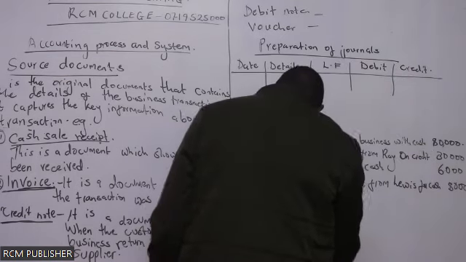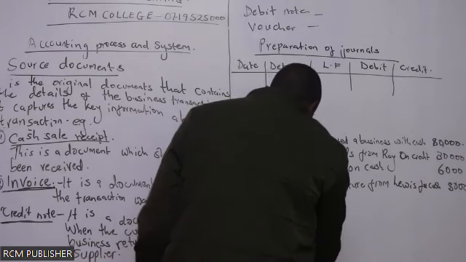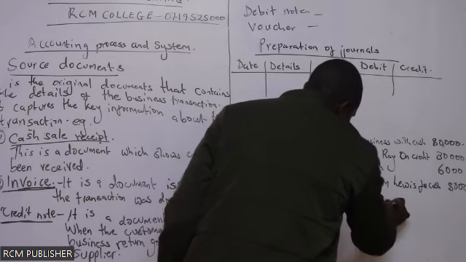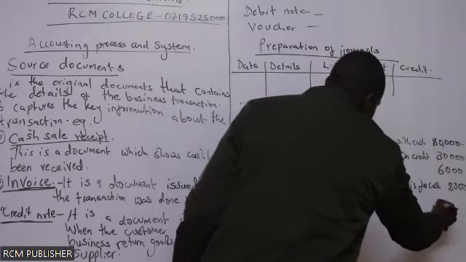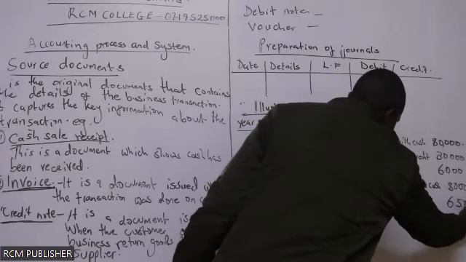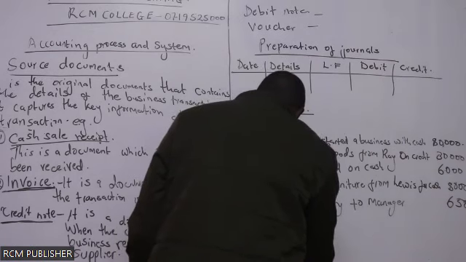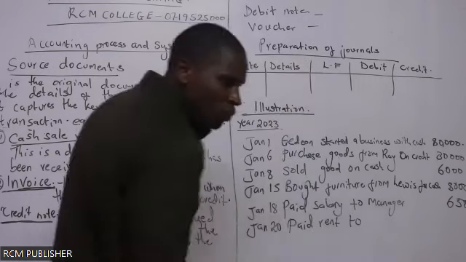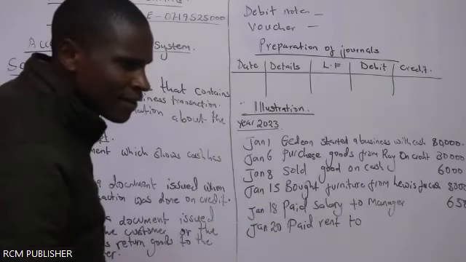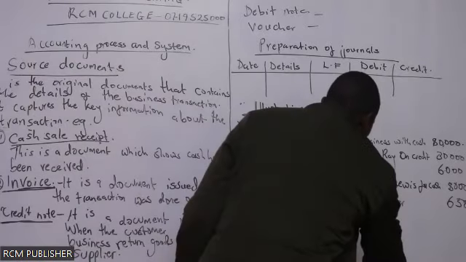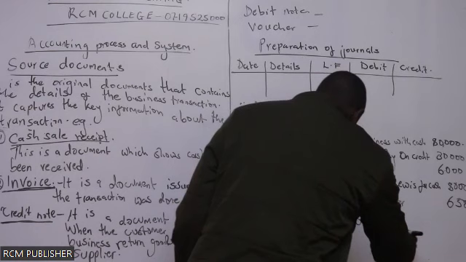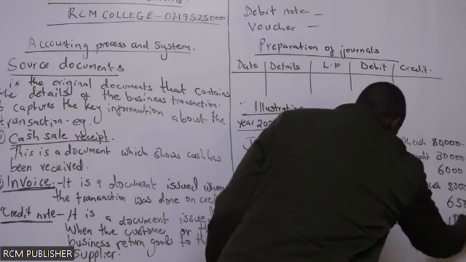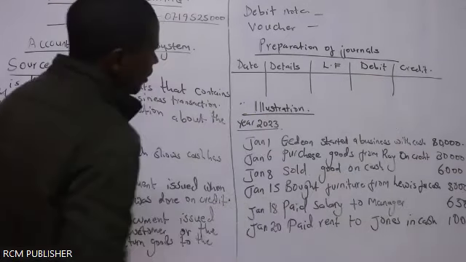What happened on January 18? Paid salary to the manager. Gideon has a manager. You can say maybe a salary of 6,500. Then the last one on January 20, maybe paid rent. Paid rent to, who is the landlord here? To Jones. Paid rent to Jones in cash. The rent, maybe we can say a rent of 1,000.